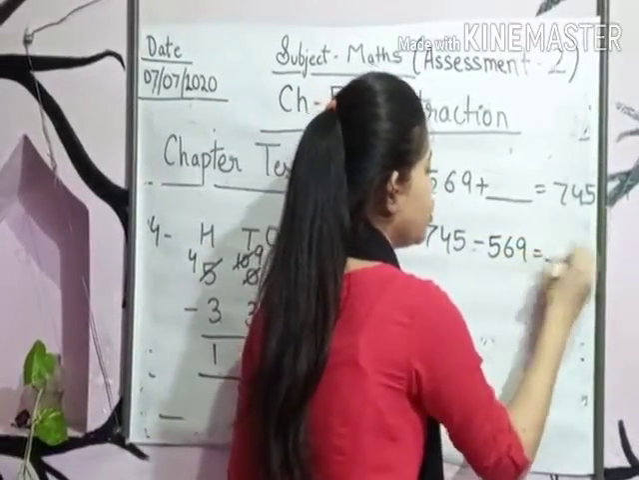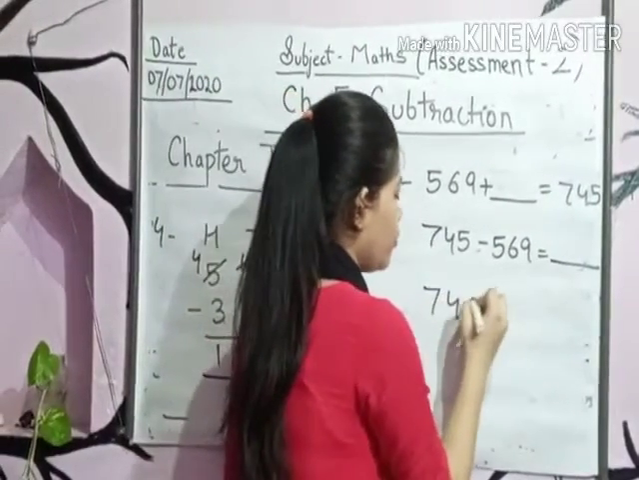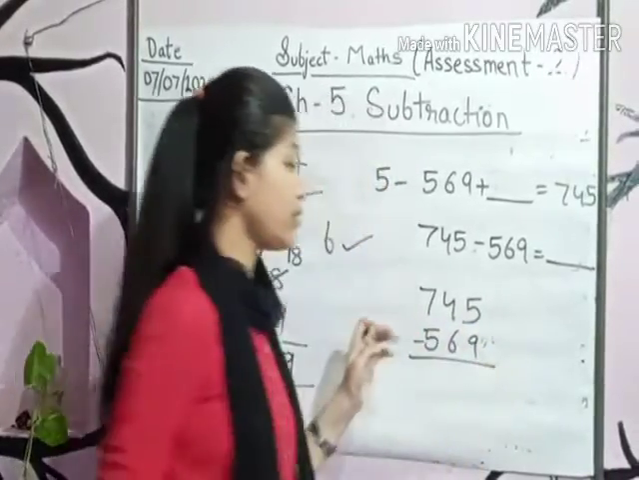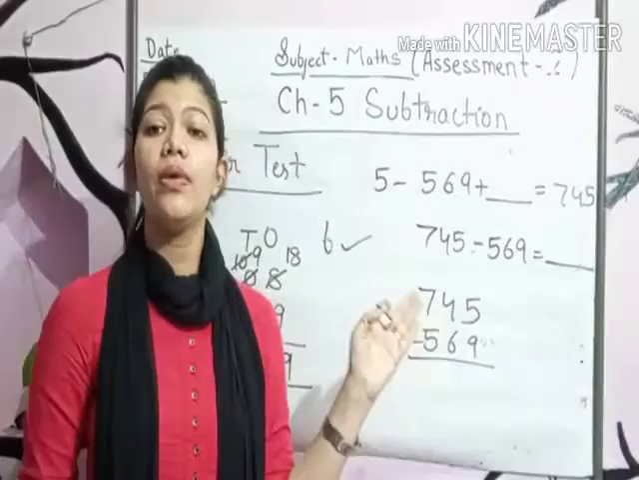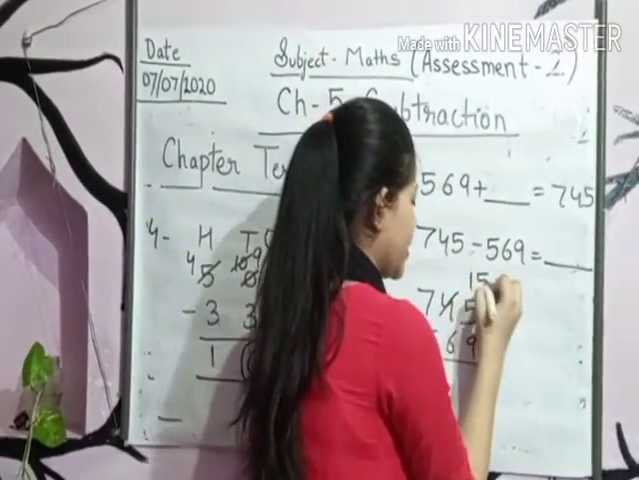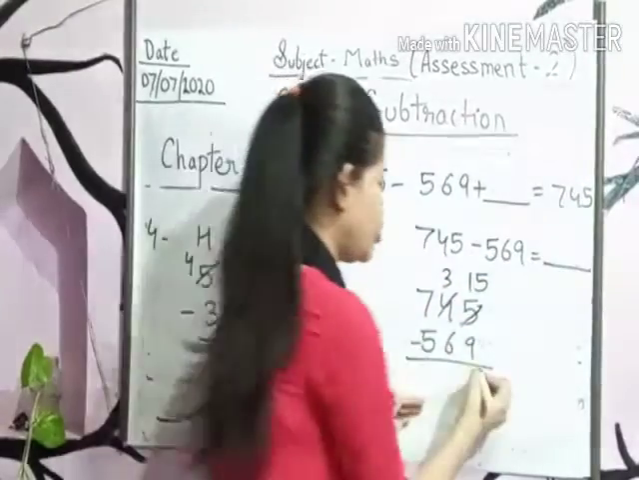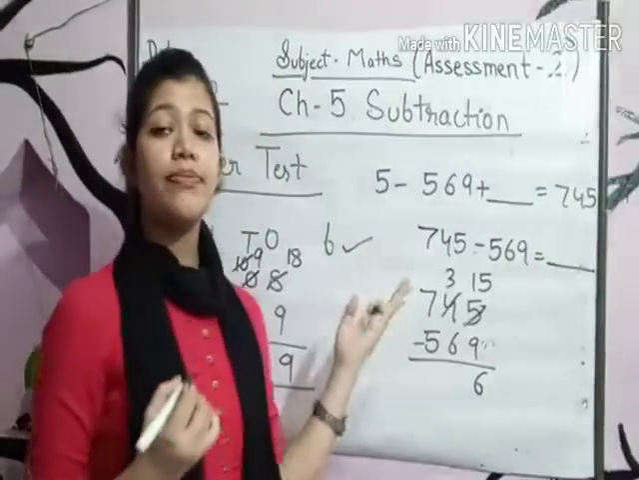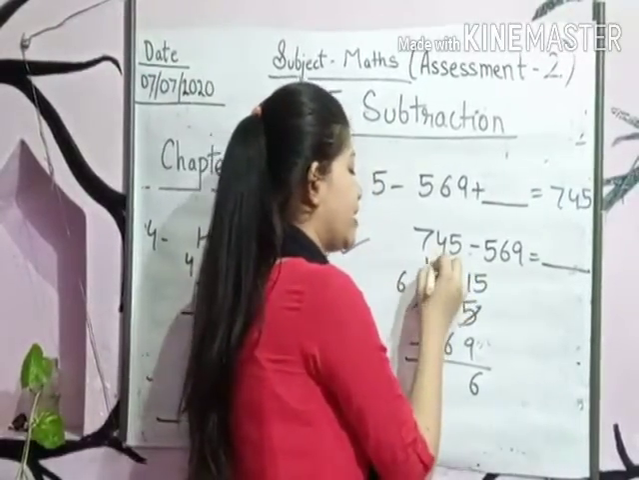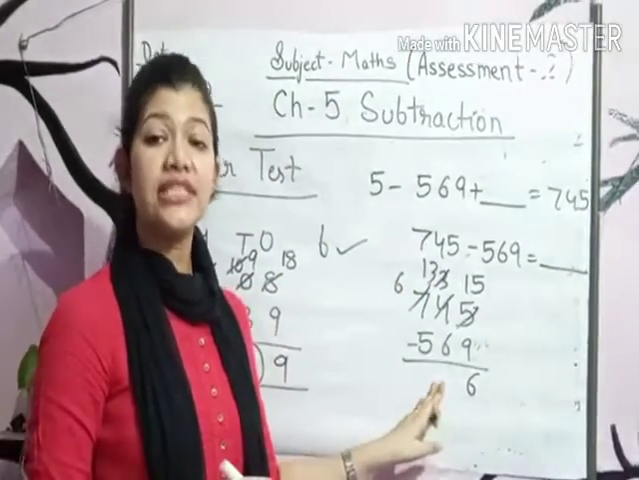745 minus 569 is equal to dash. Let's subtract. What we will get, 745 minus 569. Now we cannot subtract 9 from 5, so we will take carry over. This will become 15 and this will become 3. 15 minus 9 is equal to 6. Now again we cannot subtract 6 from 3. Again we will take carry over. 7 will become 6 and 3 will become 13. 13 minus 6 is equal to 7.